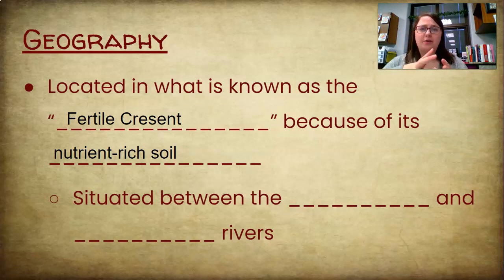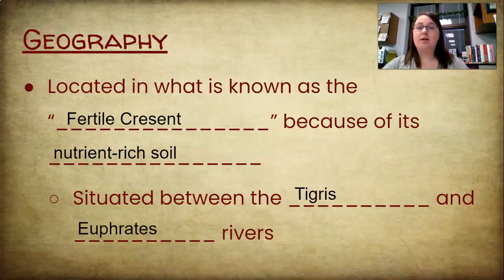You have more wandering civilizations when they're hunter-gatherers. They have to move with the herds of animals. But when you can plant things and grow things for your food, you're more likely to stay in one place. So that's how this civilization popped up, because of this nutrient-rich soil. The reason why the soil is so good is because it's located between two rivers. It's located between the Tigris and the Euphrates River.